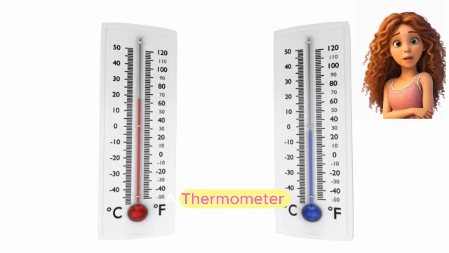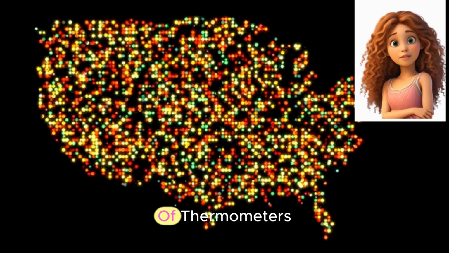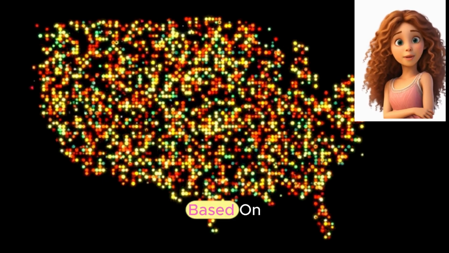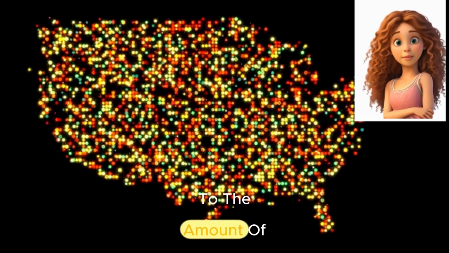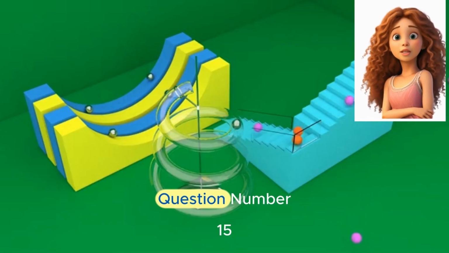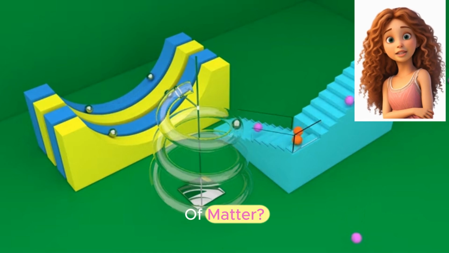The correct answer is B. Thermometer. A thermometer is an instrument used to measure temperature. There are different types of thermometers, but they all work based on the principle that the temperature of a system is proportional to the amount of heat energy in it.